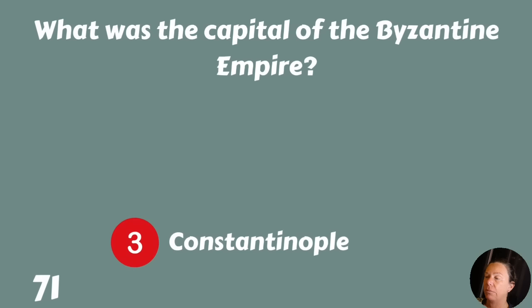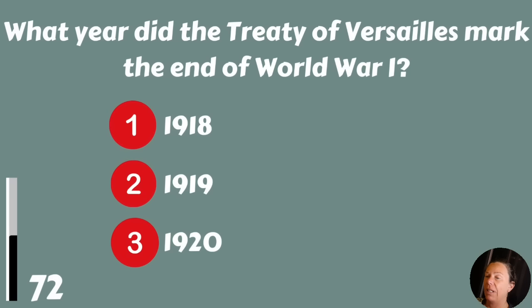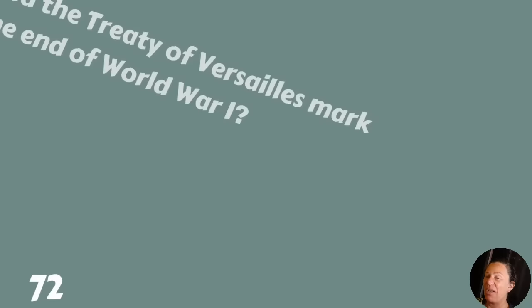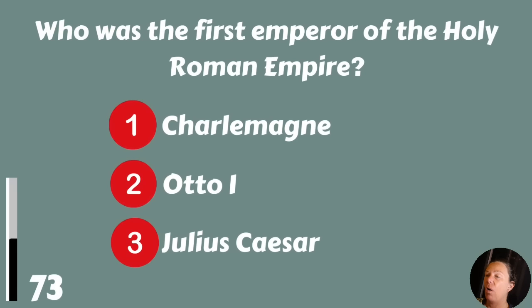What year did the Treaty of Versailles mark the end of World War I? 1918, 1919, or 1920? 1919. Who was the first emperor of the Holy Roman Empire? Charlemagne, Otto I, or Julius Caesar? Charlemagne.